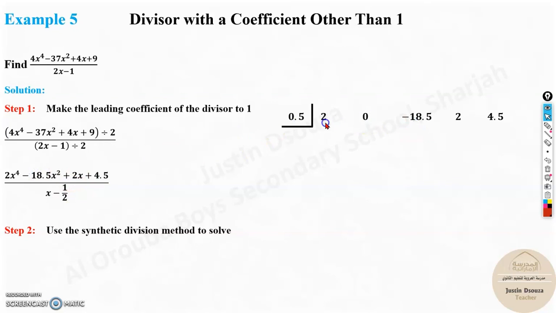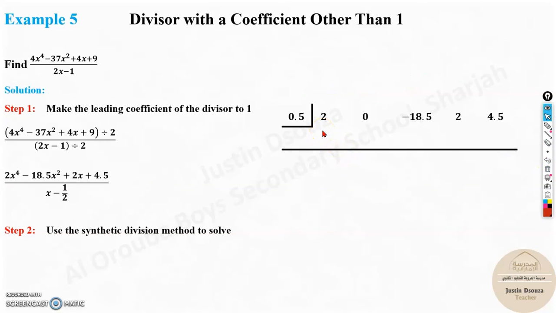Write the coefficients. 2. And now over here, it's very important. Can you see x to the power 3? x power 4. Next will be x power 3, 2, 1, and constant 0. See, x power 4, the coefficient, this one over here, is 2. But there is no x to the power 3, so we write 0. And then x power 2 coefficient is minus 18.5. x power 1 is 2. And lastly, we have 4.5. So this is the thing.